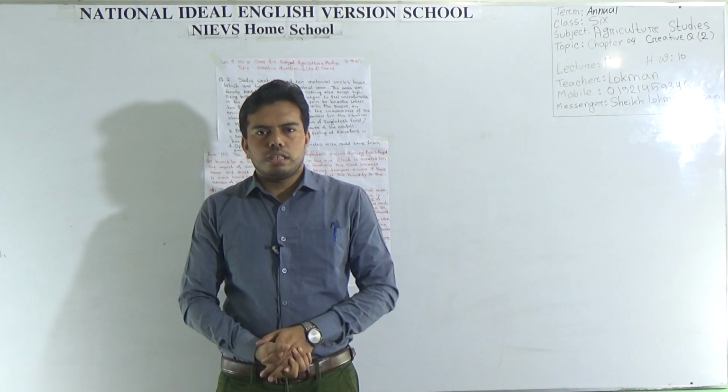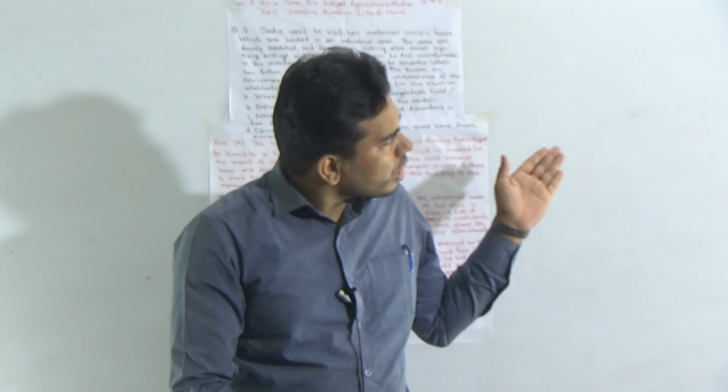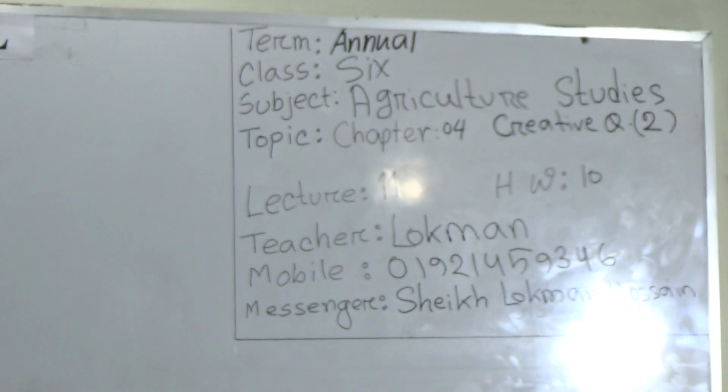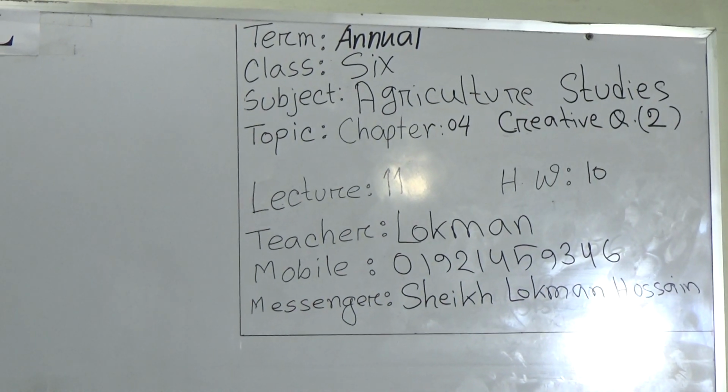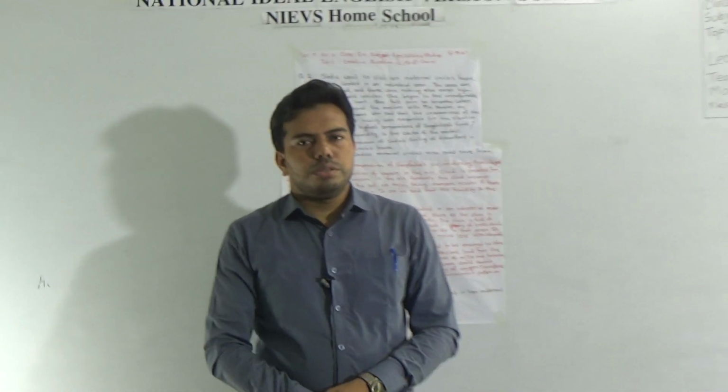Now I am going to conduct an agricultural studies class for the students of class 6. Our today's topic has been taken from chapter 4, creative question number 2. In our last class we talked about creative question number 1. Now our today's discussion is creative question number 2.